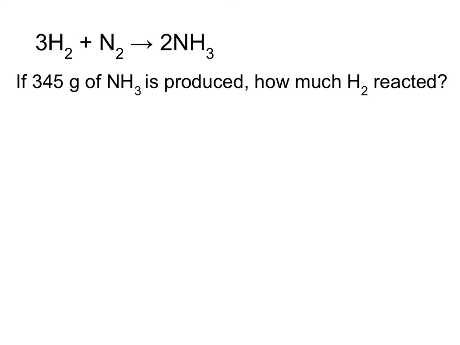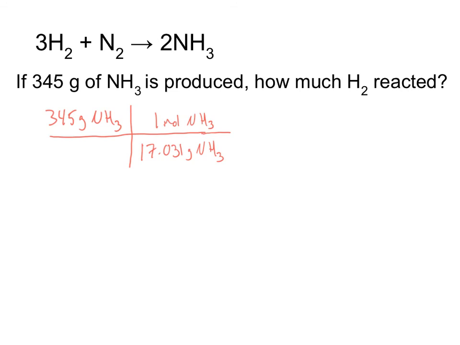Here, we're looking at the reaction of molecular hydrogen and molecular nitrogen in order to form ammonia. And we want to know how much H2 had to have reacted if 345 grams of ammonia was produced. And so as we discussed, our first step is going to be to use our molar mass of ammonia in order to convert that over to moles. Our next step will be to then use our molar ratio in order to convert to moles of H2.